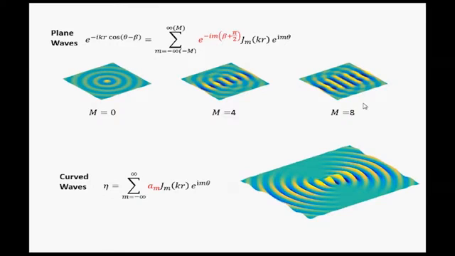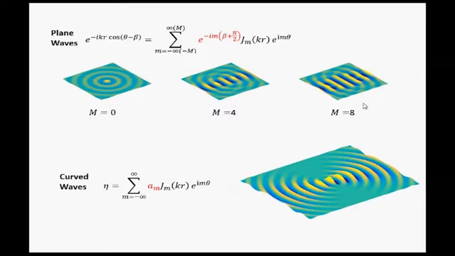So you can even represent plane waves with this cylindrical formulation. This equation at the top is known as the Jacobi-Anger expansion, but it just tells us basically what the coefficients are to represent a plane wave with cylindrical waves. So then these wave fields here are showing the plane wave with different approximations of the cylindrical wave. So they're basically different truncation values.